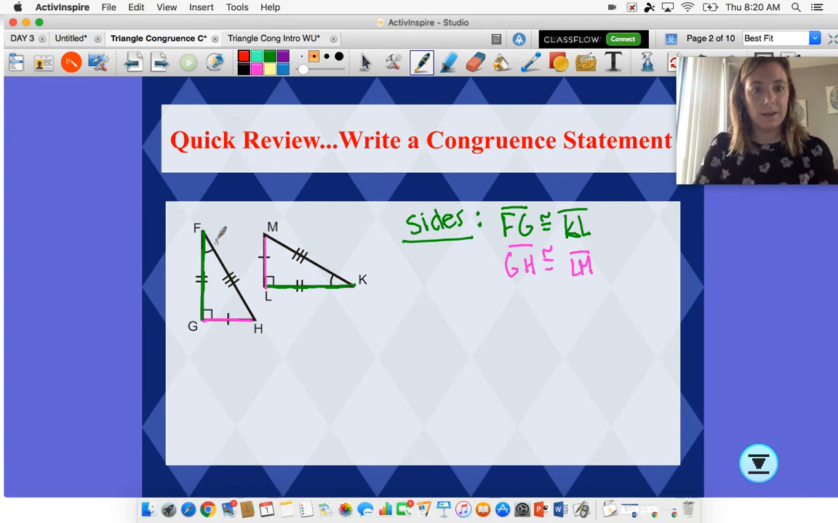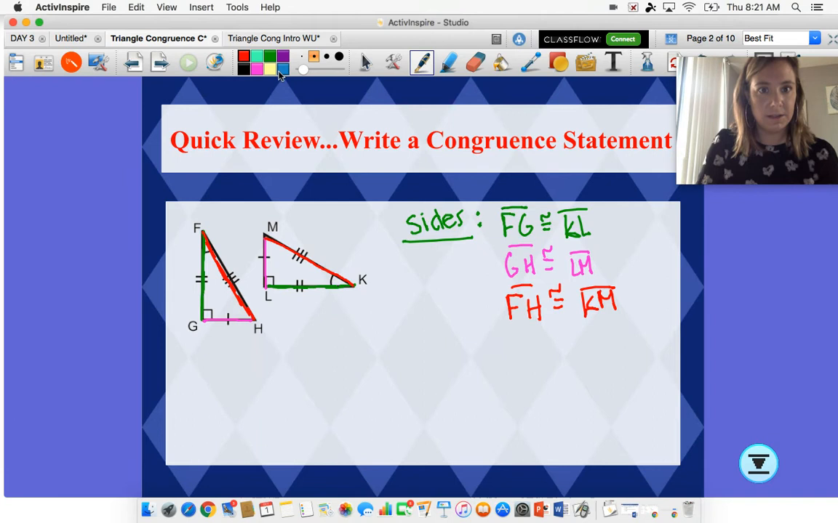And finally, FH, and if I switch these letter orders for this statement, it's fine. I like to try not to so I don't get confused later. It's congruent to KM. Amazing. Okay, now let's look at the angles.